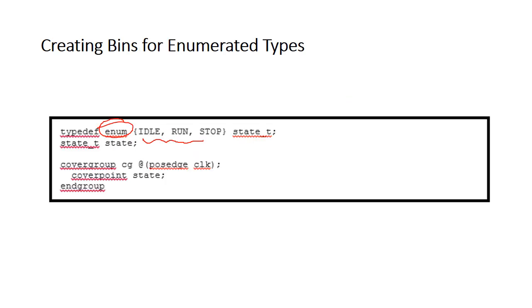How to create bins for enumerated types. Here enum is the keyword used for an enumerated data type, and you have this particular state in terms of idle, run as well as stop. For enumerated types, we can create bins for each and every individual enumerated value, ensuring that all possible states are getting covered.